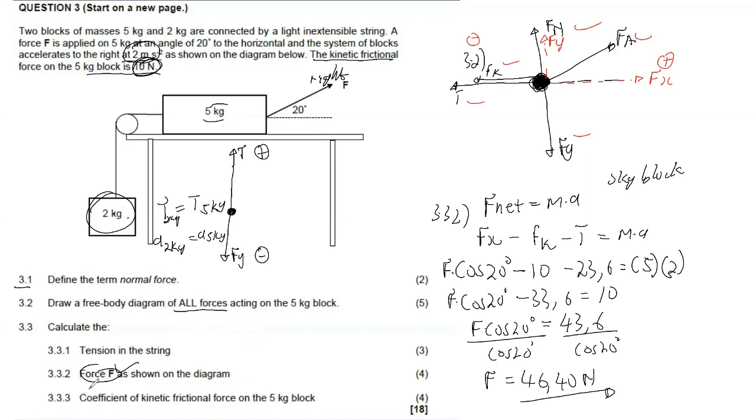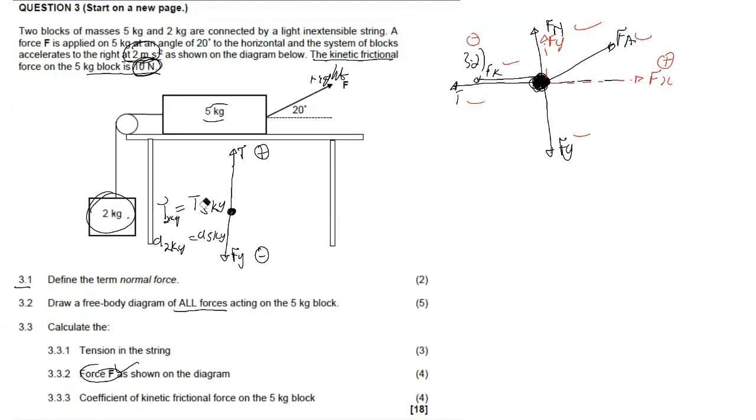Now, for 3.3.3, they ask us to calculate the coefficient of kinetic frictional force on the 5 kg block, right? So again, let me just erase the part here. Okay, so to calculate the coefficient of kinetic frictional force on the 5 kg block, we know that the formula is Fk is equal to mu k times n, right? Then what we are actually looking for here is the mu k. So we are looking for this here. We are given the kinetic frictional force is 10 newtons.